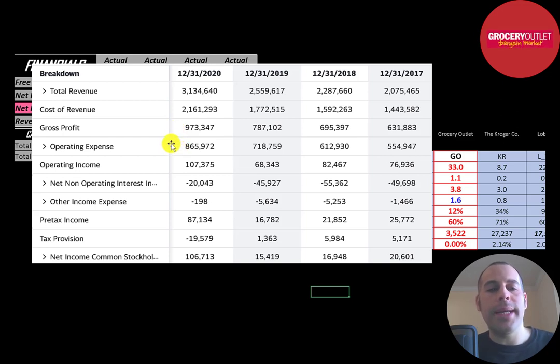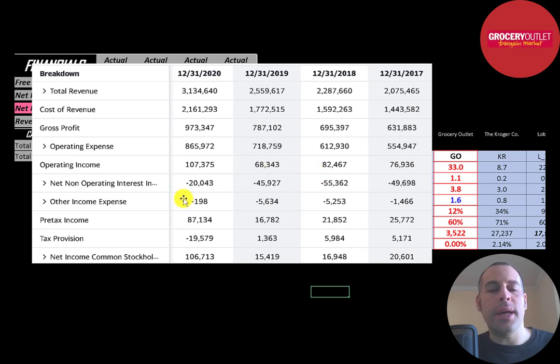Below that is operating expenses. An example is marketing expense. Below that is operating income. And they broke through $100 million in 2020 for the first time. Below that is the interest they pay on their debt. They paid only $20 million of interest in 2020. It peaked in 2018 at $55 million.